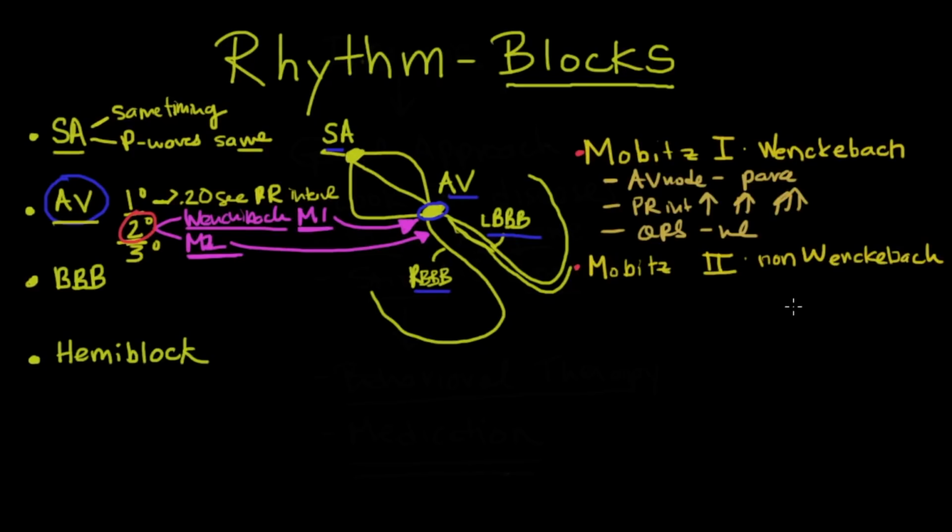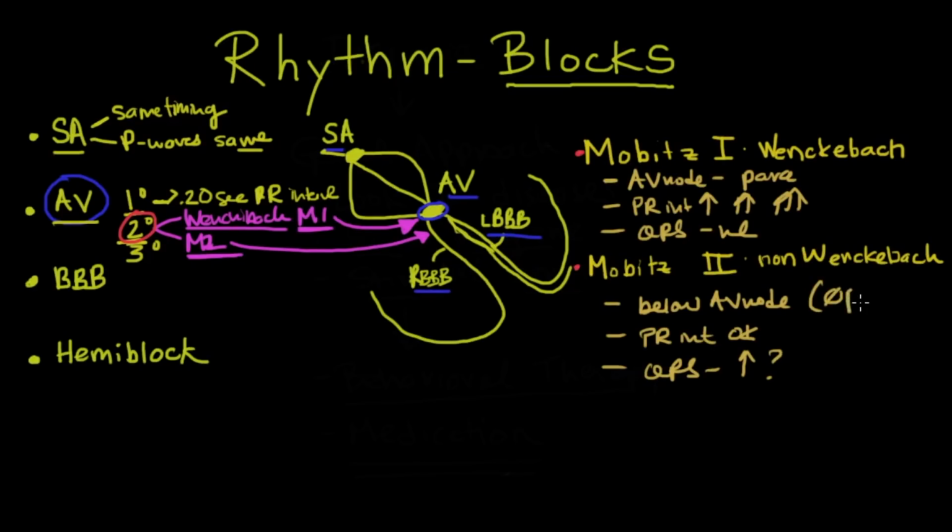Mobitz type 2 or non-Wenckebach, remember it's below the AV node, just below it. Because of that, the PR interval is actually going to be okay, but the QRS is going to be longer, perhaps. And here, because it's below the AV node, there is no parasympathetic activity associated with it.